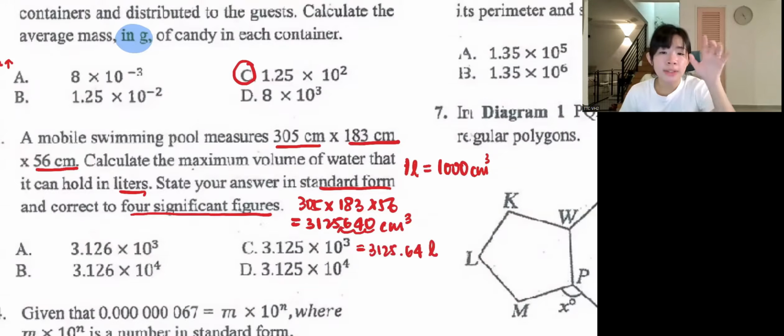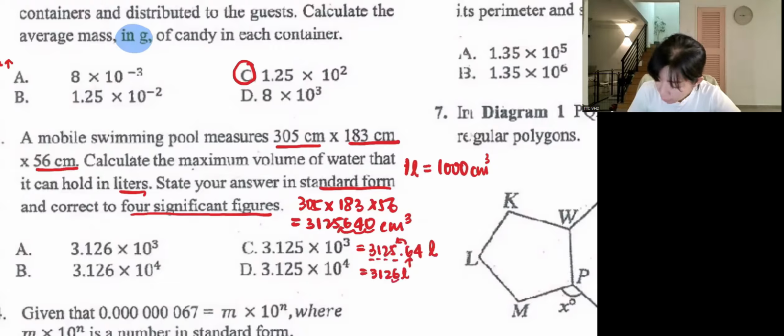But this one is 6 significant figures. They want 4 significant figures. If they want 4 significant figures, 1, 2, 3, 4. Look at the fifth number. 6 needs to carry forward. Becomes 3,126 liters. Okay, and the answer must be in standard form.